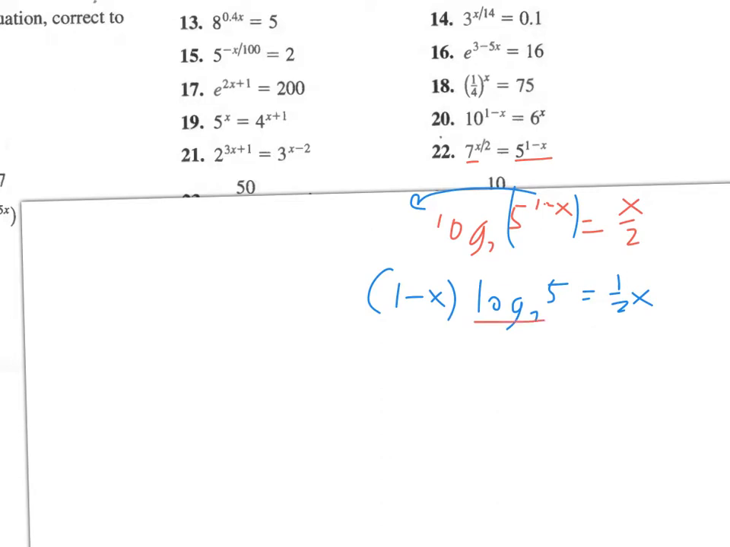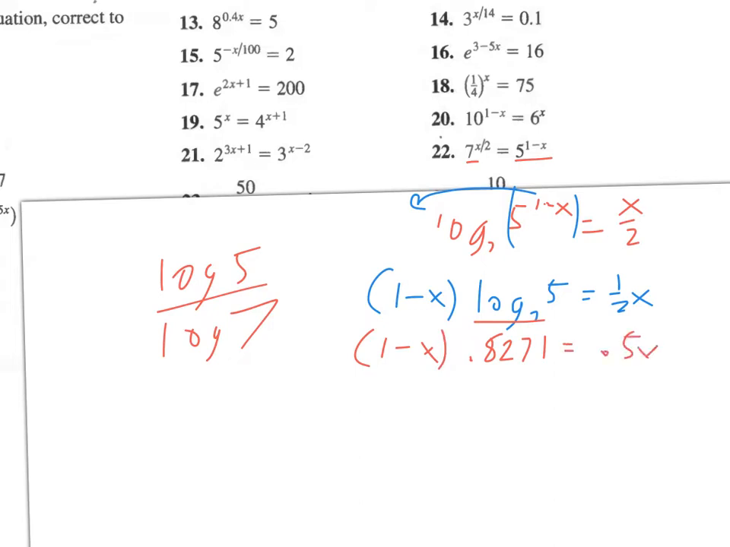All right, so then next up, I want to get a decimal for this, so I'm going to do in my calculator log 5 over log 7. So just a second while I calculate that. So if I do that, I get 0.8271. So I'm going to go ahead and replace log base 7 of 5 with that. I'm actually going to change this to 0.5x since I see we're working with decimals here. So next up, I'll go ahead and distribute this into that parentheses.